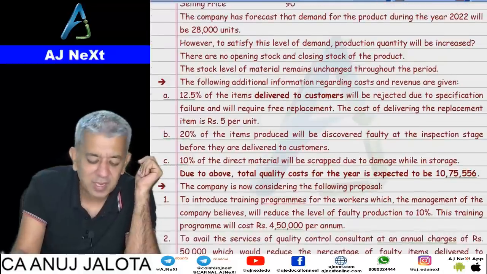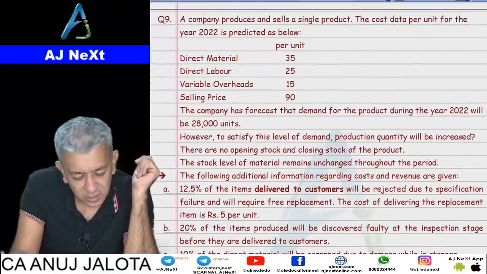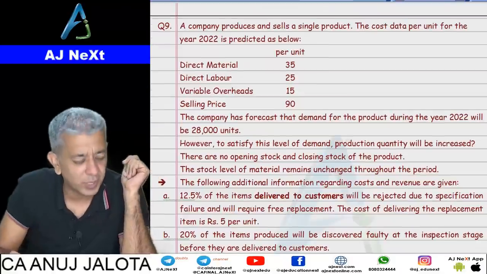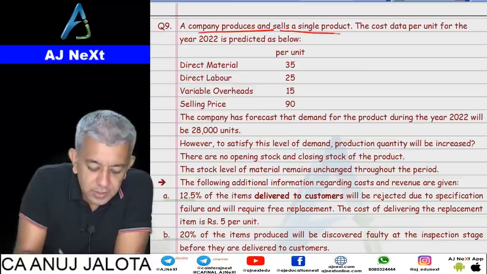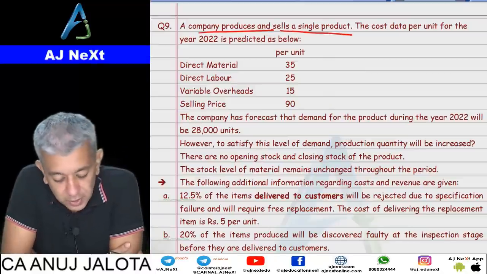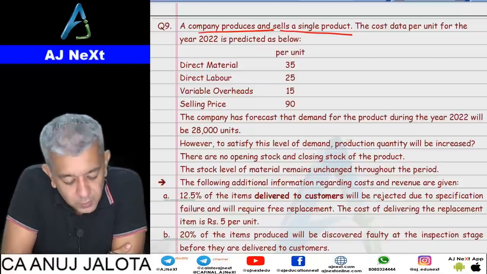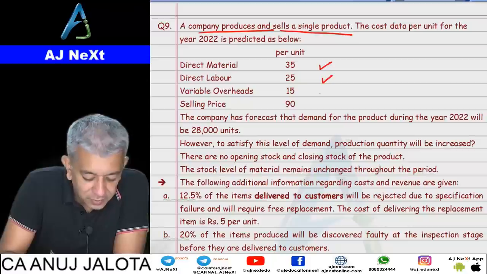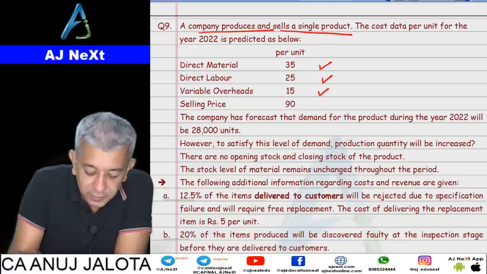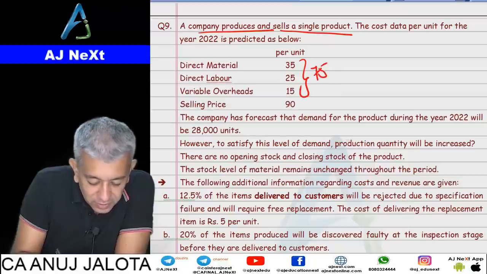अभी question number 9, we all have done before. Okay, ये अपनी बुक्स के अंदर भी है from many years, but then in any case we still have to be doing it. तो जल्दी जल्दी, let's try to be doing it. A company produces and sells a single product. The cost data per unit for the year 2022 is predicted below. Direct material 35, direct labor 15 and variable overheads 15. Total up all these things and that should be coming to 75.